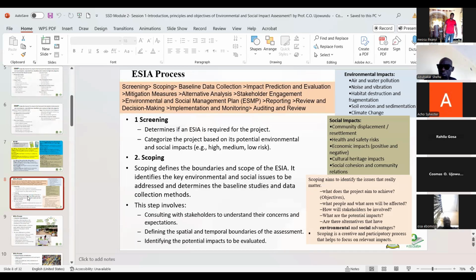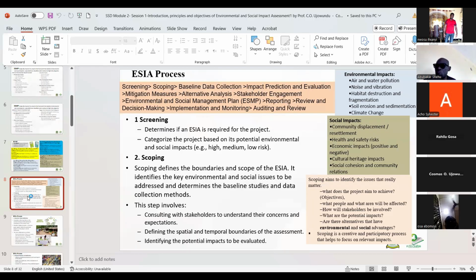That's the first process. So what is screening? Screening determines if an ESIA is required in the first instance. So the first thing you do if a report is submitted to you is to check. You can do desktop screening. You check to see if this particular project requires ESIA. You can go into your books and check, because already we said that it is categorized into high, medium, and low.